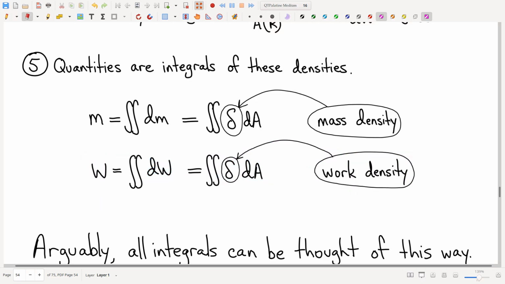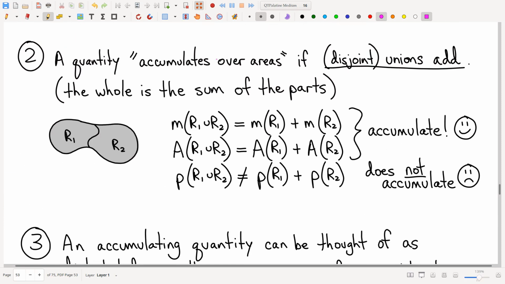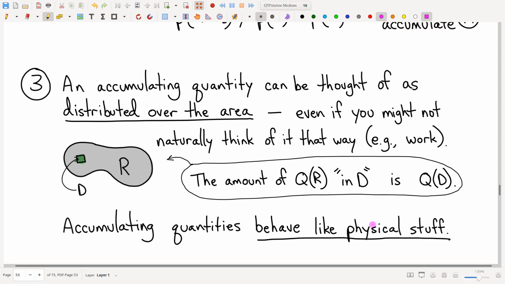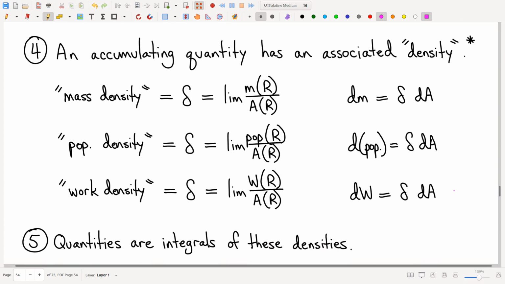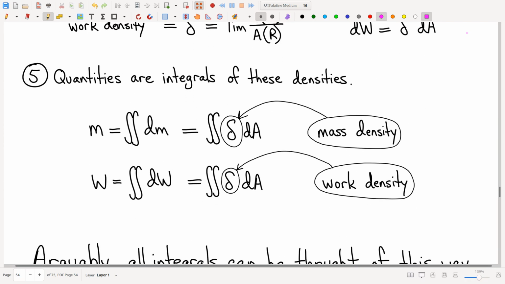Okay, so that's the game plan, right? This is the game plan. Anytime you have an accumulating quantity, anytime the stuff you're dealing with has the feature that the whole is the sum of the parts, you can think of it as stuff, like it or not. There is an associated density, and you can compute it with an integral. Any accumulating quantity.